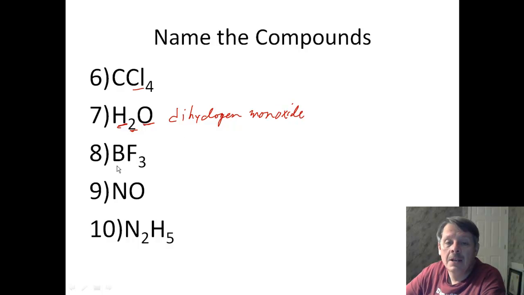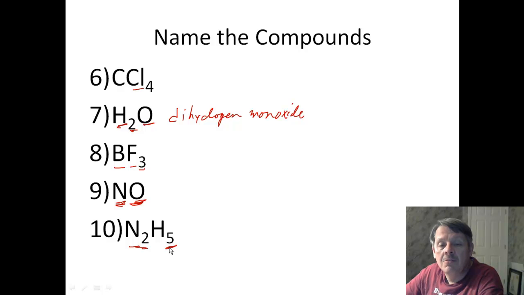Right, how about the next one? Boron with 3 fluorines, boron trifluoride. Nitrogen monoxide, only 1, nitrogen monoxide. And then dinitrogen, 5, what's 5? Good, it's penta. Pentahydride. Again, it's just going to end in IDE, so it's dinitrogen pentahydride.